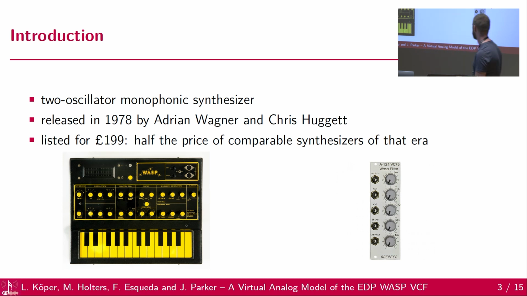So you see the WASP synthesizer, which is on the left-hand side. This is a two-oscillator monophonic synthesizer, and it was released in 1978. Yes, by Adrian Wagner and Chris Huggett. These are the co-founders of EDP. And what's interesting about this circuit at this time was that it was only listed for about £200. So this is half the price if you compare this with synthesizers of the era like the Moog or Korg or something like this.